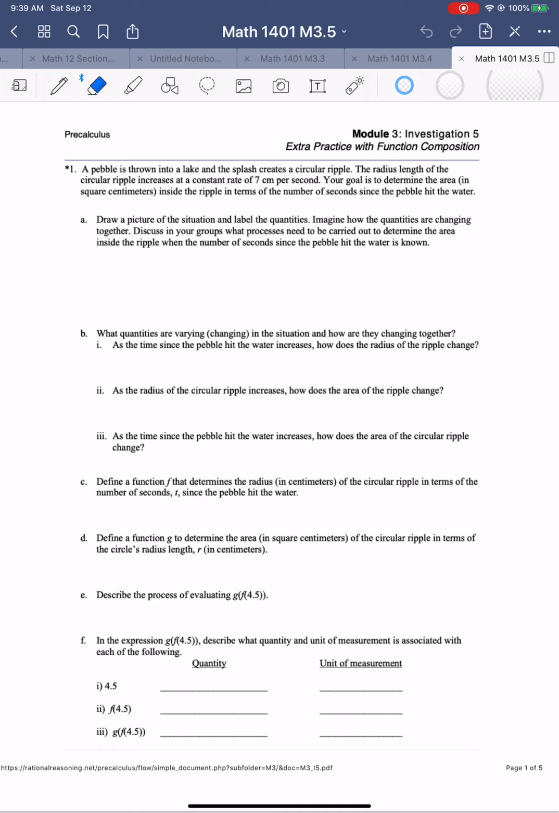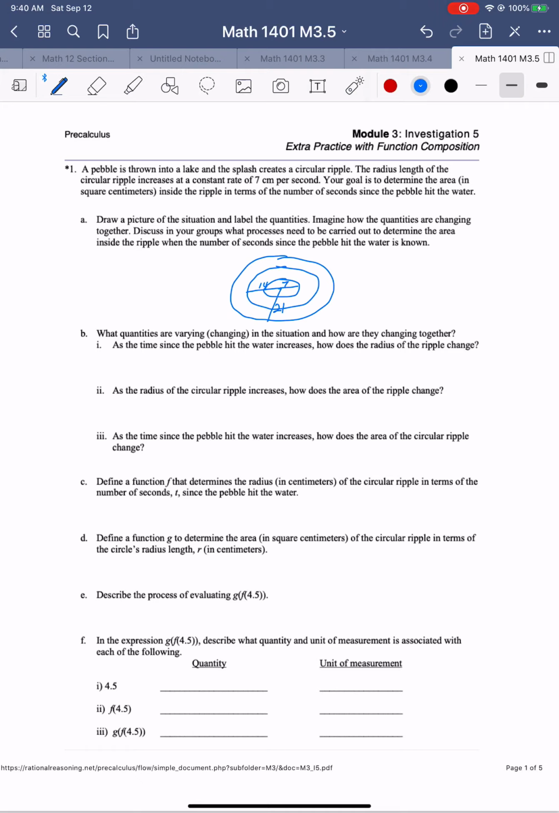So when you have a lake, right? If you drop the pebble, you see that the ripple goes out this way. It's a circle, right? So the pebble is right here, and then it makes a circle. So the first radius is 7 centimeters, and then the second radius becomes 14, and the next one gives us 21. So it increased by 7 centimeters per second.